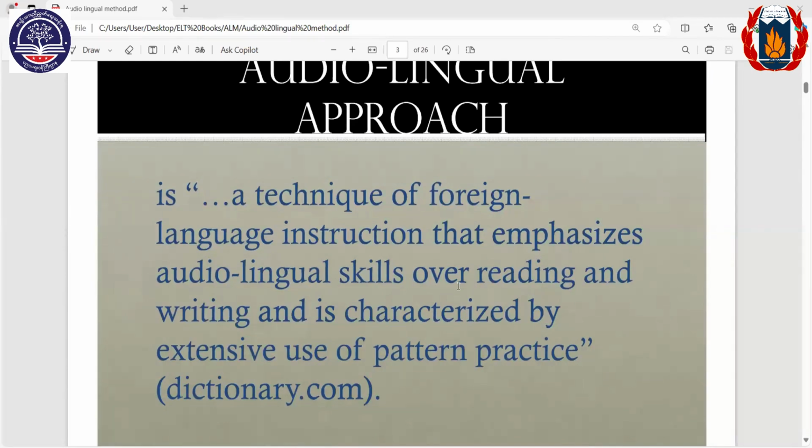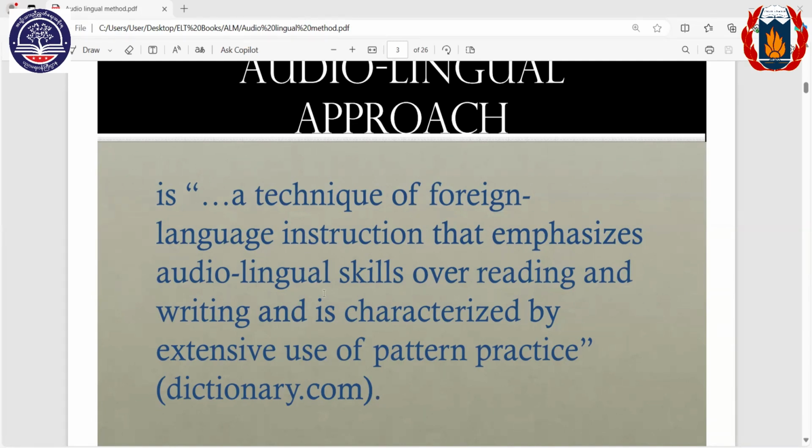Mainly focus on the audio lingual skills rather than reading and writing. Mainly use pattern-based practice, speaking by using pattern practice. In the previous lecture, the direct method, there is no pattern practice, only oral fluency, right?